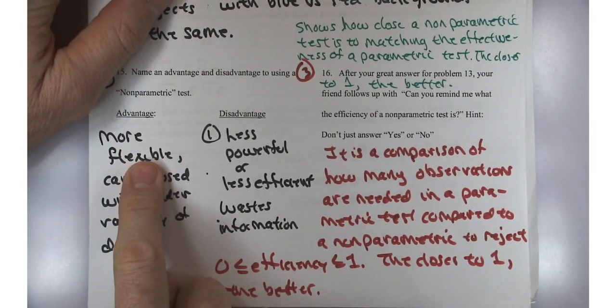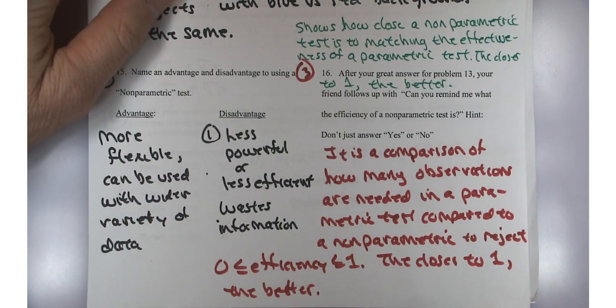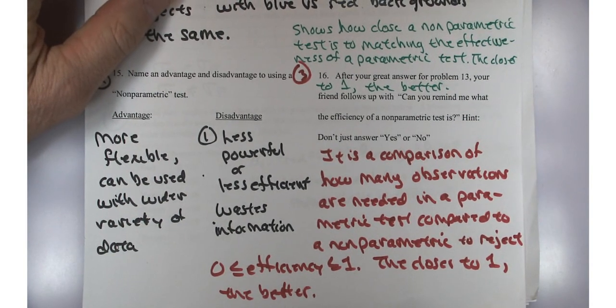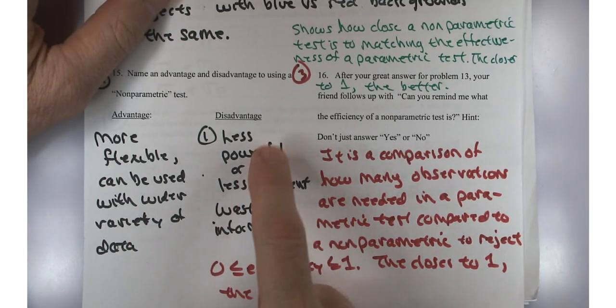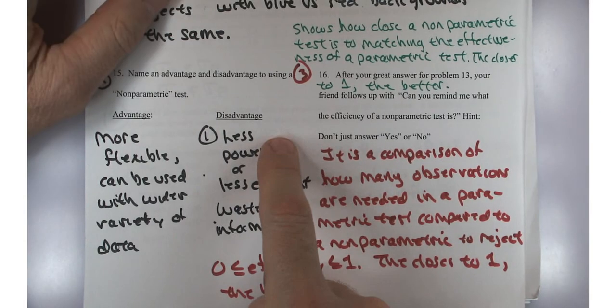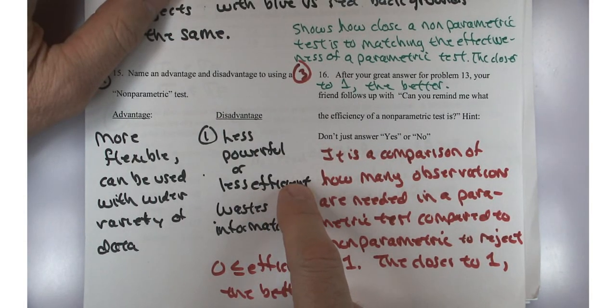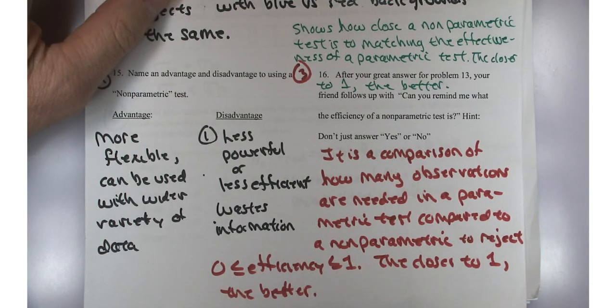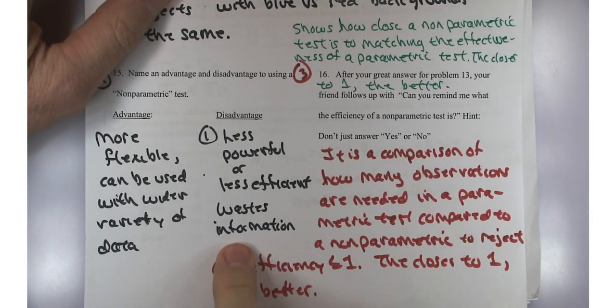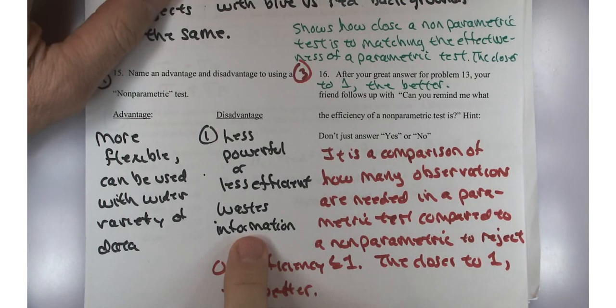Non-parametric tests are more flexible. They have less assumptions, easier to meet assumptions. Can be used with a wider variety of data. So some of those are some of the advantages of a non-parametric test. Now the downside, and these are different things, it's less powerful and it's less efficient. It wastes information. Think back to the sign test, which one we did. Sign test, we were throwing out values that had a difference of 0.